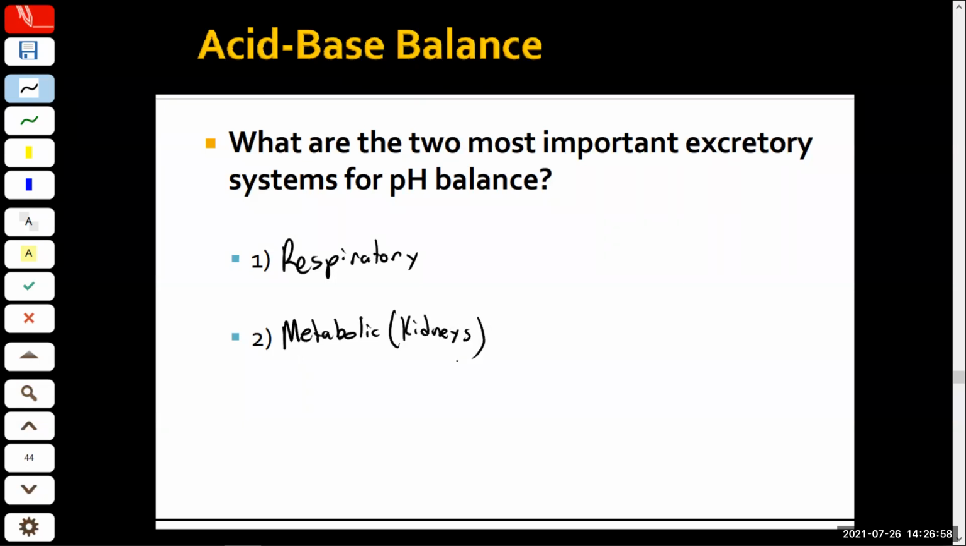Okay. Now let's think about your lungs. Two options. You can breathe faster or you can breathe slower. What are those terms in medical language? I'm going to use hyper and hypovent just to keep it easy. Hyperventilation, or I can hypovent.